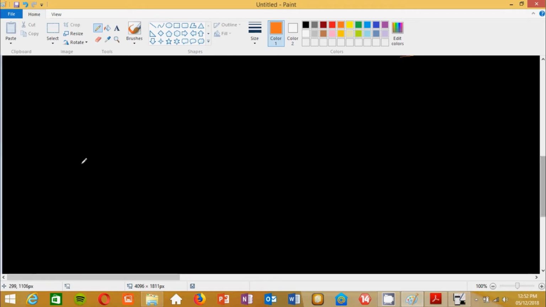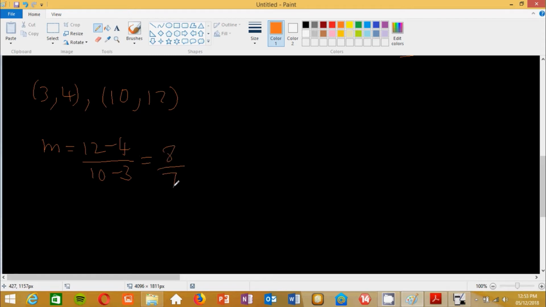Let's look at another example. Let's say I've been given the two coordinates 3 comma 4 and 10 comma 12. As usual, the first thing that I want to do is to find the gradient. So the gradient m here is 12 minus 4 over 10 minus 3, and that's going to give me 8 over 7. So this is the gradient of the line.